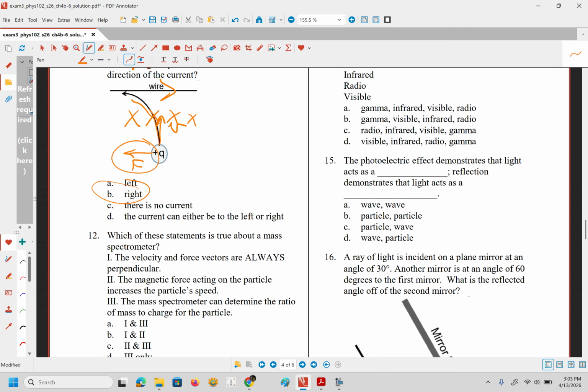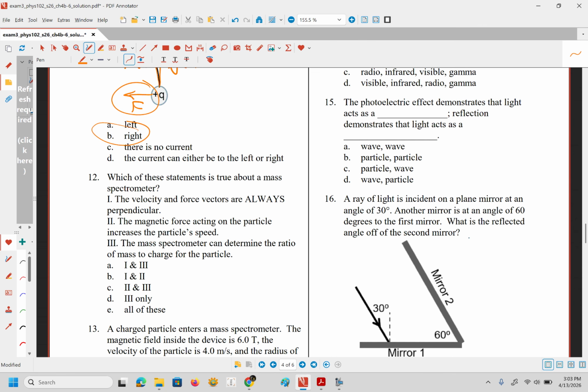Which of these statements is true about a mass spectrometer? The velocity and force vectors are always perpendicular. That is true. The magnetic force acting on a particle increases the particle's speed. No, that magnetic force is a centripetal force. It does nothing to increase the speed. It only changes the direction of the velocity. The mass spectrometer can determine the ratio of the mass to charge for the particle. That is correct too. So A is the right answer for number 12.